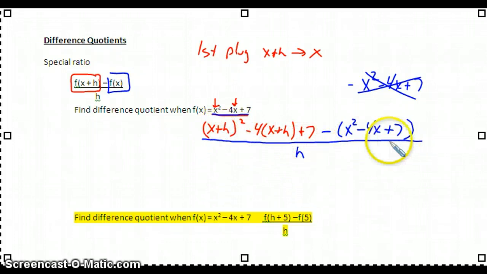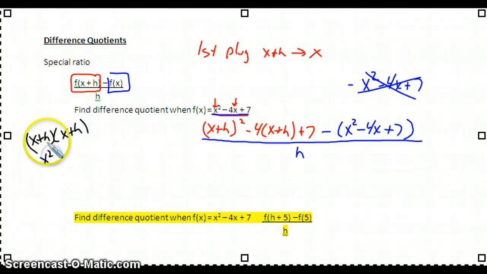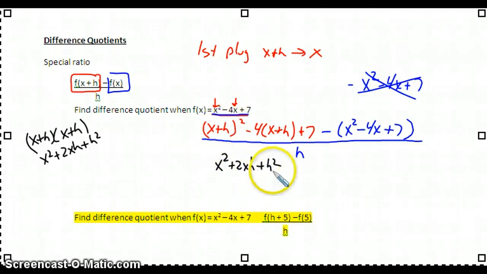So once I've got it set up, now I just do the algebra associated with it. X plus h squared, we have to FOIL that. We're going to get x squared. This is going to give me an xh. This also gives me another xh, so that makes 2 of those, 2xh. And then that makes an h squared. So this part is done.